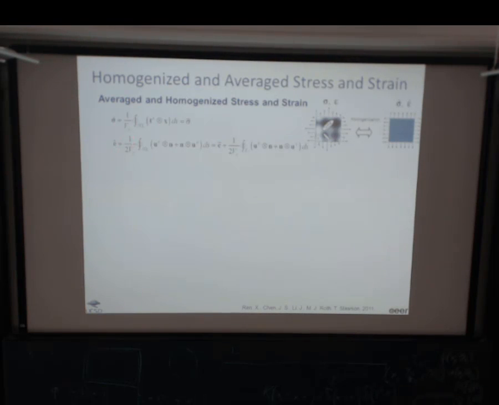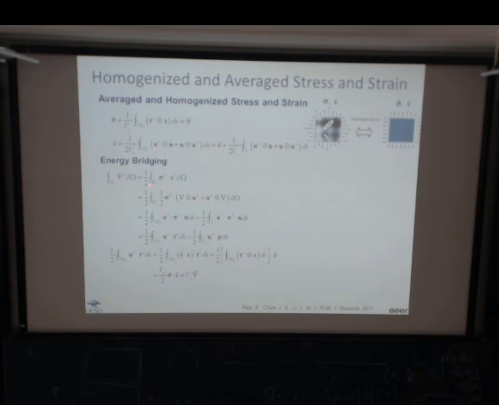Homogenized strain, which is by definition taking the displacement on the surface of the RVE and integrating over the surface of the microstructure. It's not the same as the average strain, but there's an additional term which accounts for the jump of the displacement field across the crack surface, okay? So if you take this into account, then you can work out the free energy in the cracked microstructure, right?